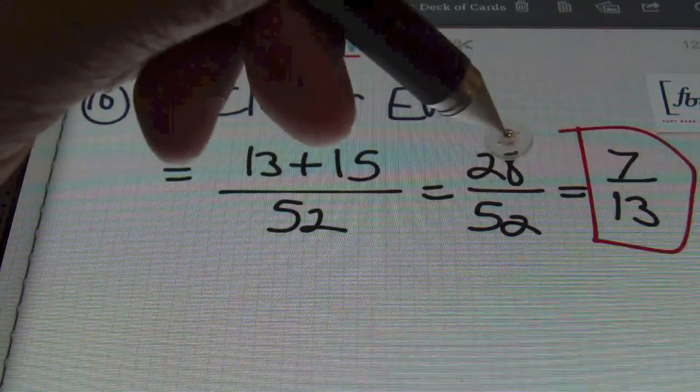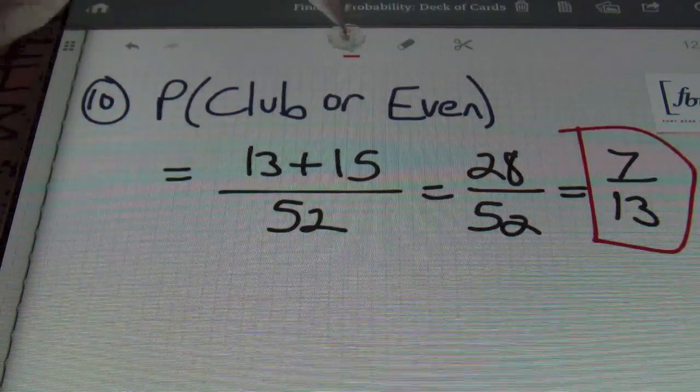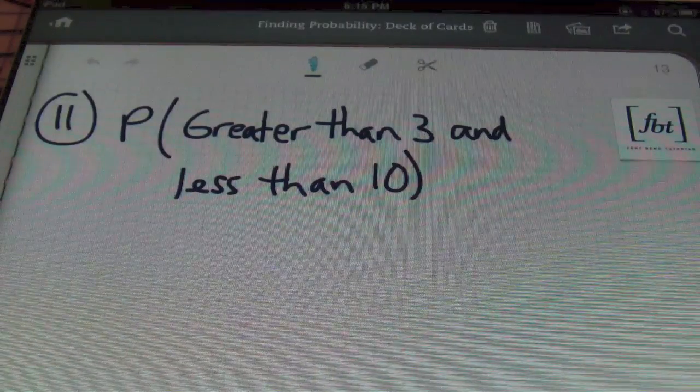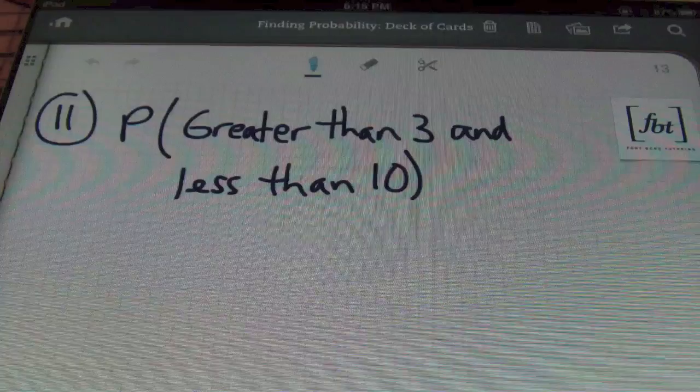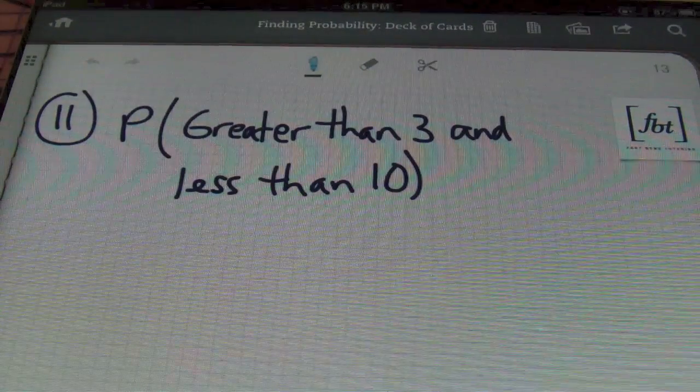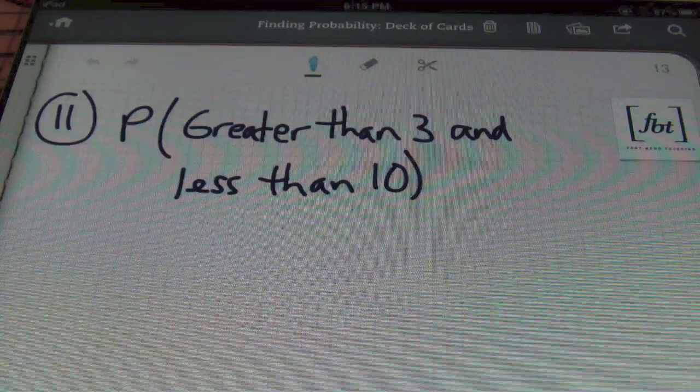That's a nasty red box, but we'll be okay. Let's move on to the next problem. For number 11, I want to find the probability of picking a card that is greater than 3 and less than 10. That's what I'm looking for. Greater than 3 and less than 10.